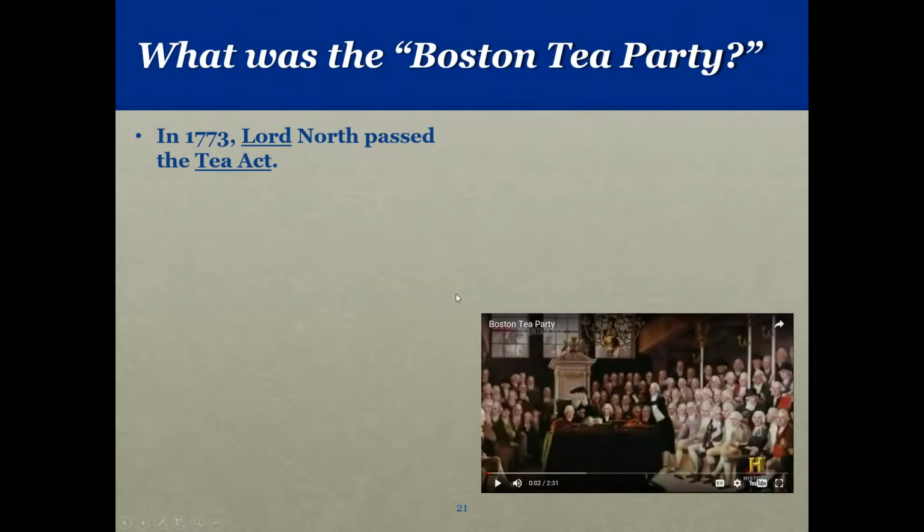So, in 1773, Lord North, who was the gentleman who rescinded the Townshend Acts in 1770, passed the Tea Act. And the Tea Act was what the British thought was their silver bullet to finally get the colonists to pay for the French and Indian War. But as you and I both know at this point, the colonists don't always fall in line.